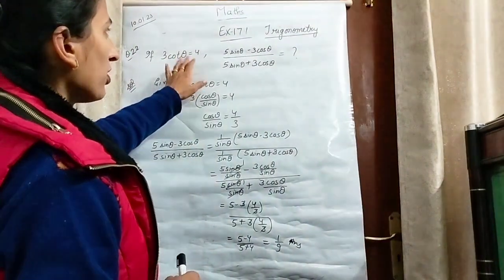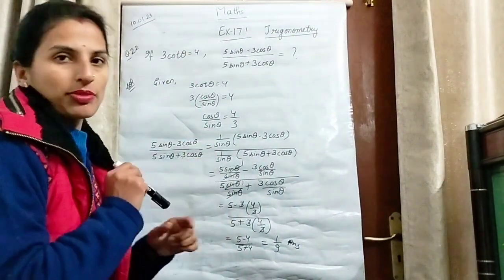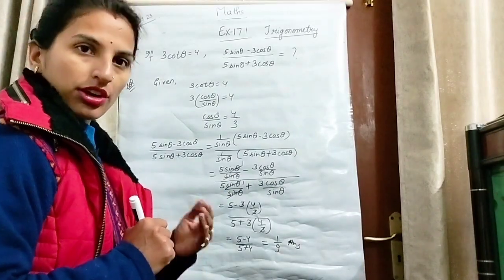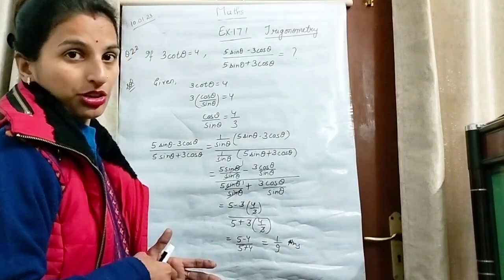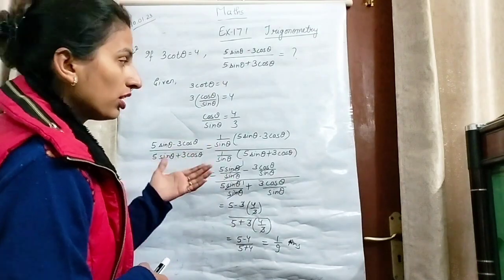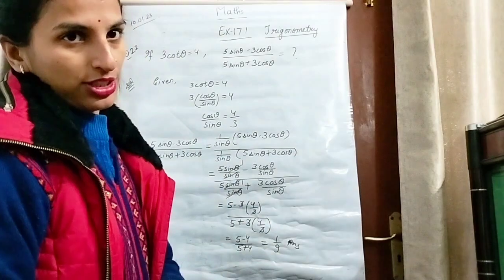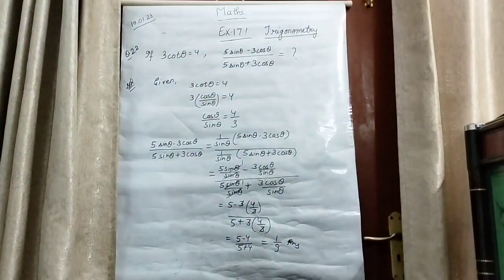In this type of relation you have to just do the cross multiplication, so that you will have the value of the trigonometric ratio or the relation between the trigonometric ratios, and just simply put the value of that trigonometric ratio in the given expression.